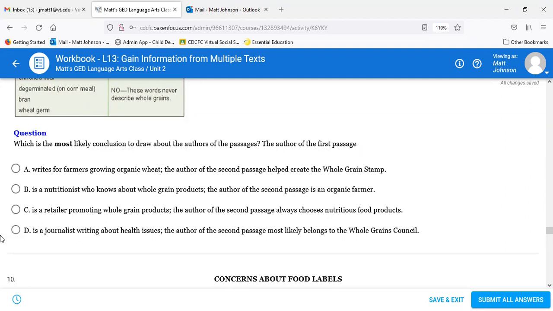The author of the second passage is an organic farmer. C is a retailer promoting whole grain products. The author of the second passage always chooses nutritious food products. And D is a journalist writing about health issues. The author of the second passage most likely belongs to the Wheat Grain Council.